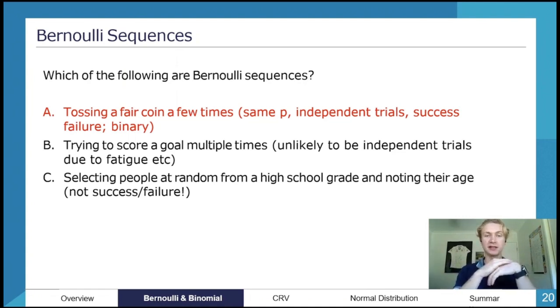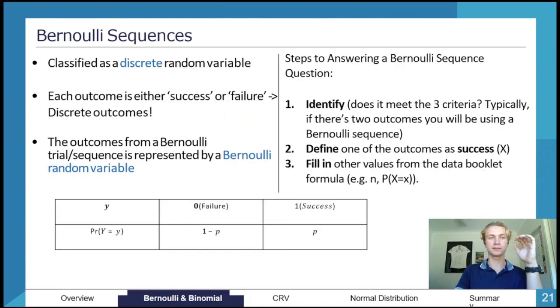Okay, finally, we had selecting people at random from a high school grade and noting their age. This is not success and failure, unless we specified and said noting whether their age was 20 or not 20, but like 12. That would then be success failure. But the way this is worded, selecting people at random and noting their age, sure, probability of their age might be random, and trials, sure, probably independent, but there's not success failure here. So C is not a Bernoulli sequence.